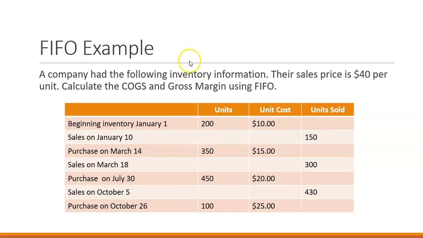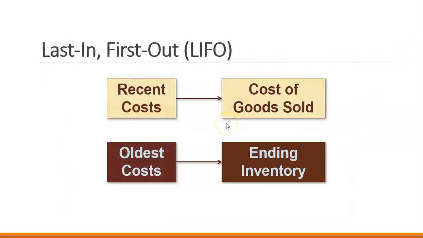Okay, so we're looking at this example here. We have the following inventory information. We have a sales price of $40 per unit. What we want to do is calculate the cost of goods sold and the gross margin using FIFO.